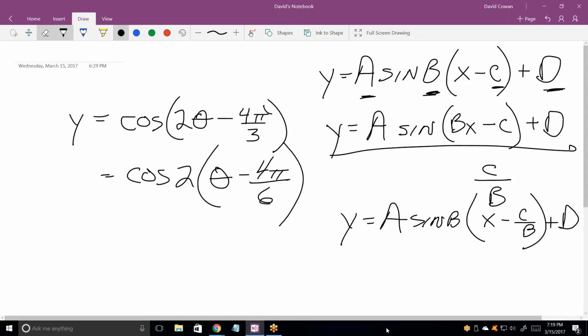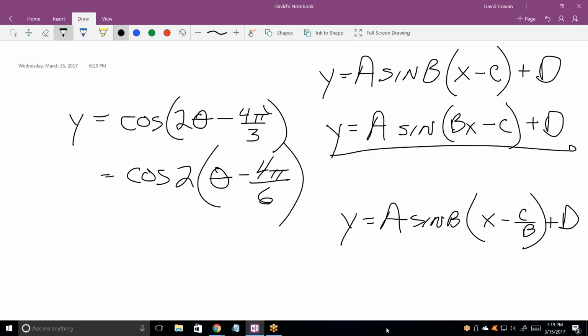Both of them are just as valid. There's nothing better about one than the other. What matters is how they give you the problem. In other words, they could have given you the problem like this instead of like this. Those are exactly the same. The top one is in the second format, the bottom one is in the first format. And the thing that's different is the phase shift. In the top format, the phase shift is C. In the bottom format, the phase shift is C divided by B.